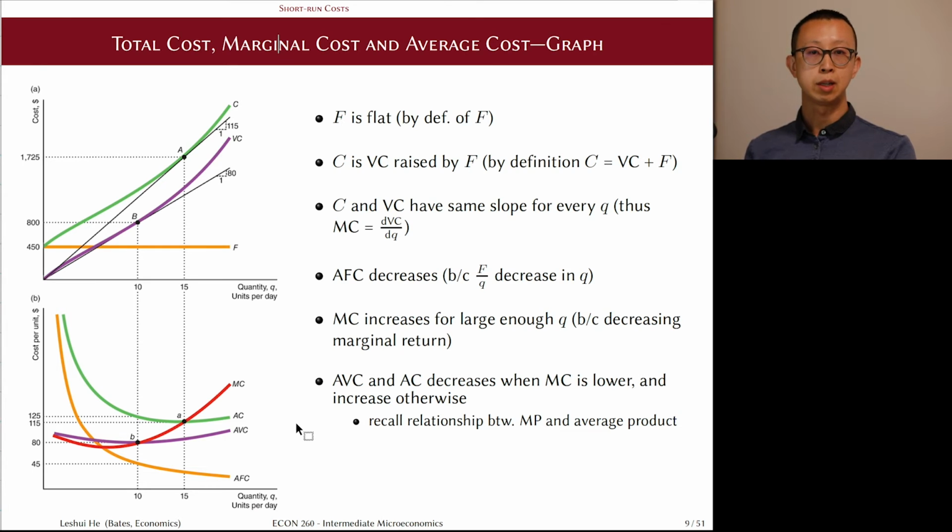We can see the same relationship plotted in a different way on the lower panel graph. The same relationship between the marginal cost and the average cost reappears here. The average variable cost initially decreases when the marginal cost is below the average variable cost, and then increases when the marginal cost becomes higher.